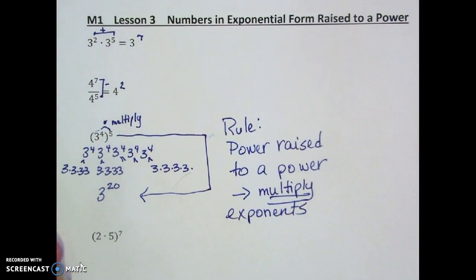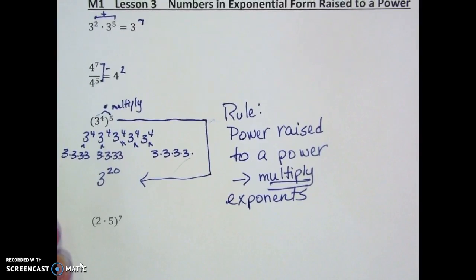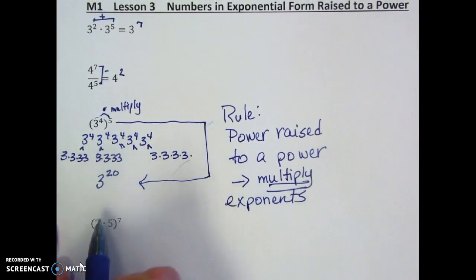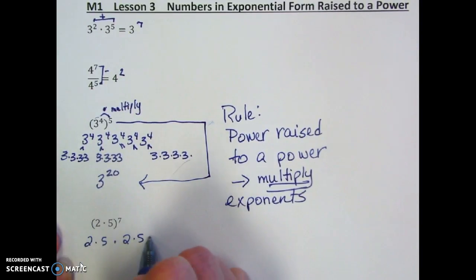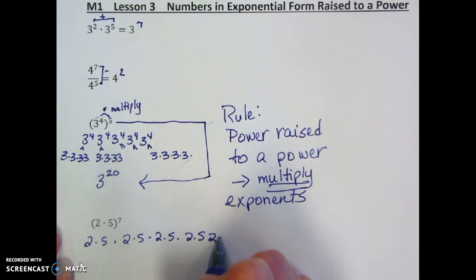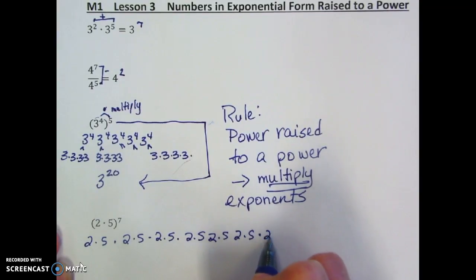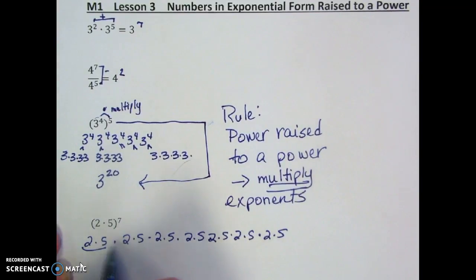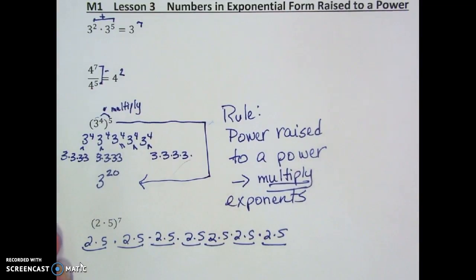All right, so let's try another one. This one's kind of easy. It doesn't have exponents on the inside at all. So 2 times 5 to the 7th power. That means we have 7 2 times 5s. 1, 2, 3, 4, 5, 6, 7. So I have 7 of them.